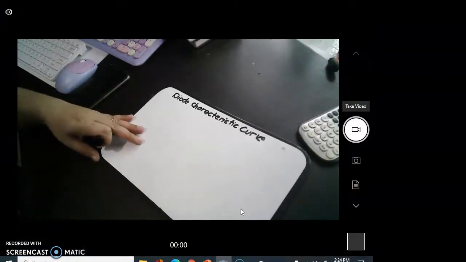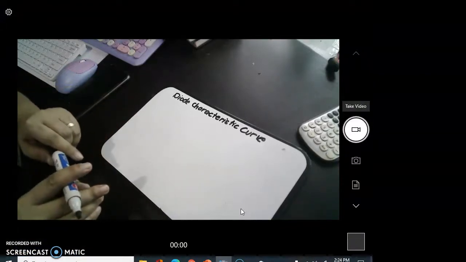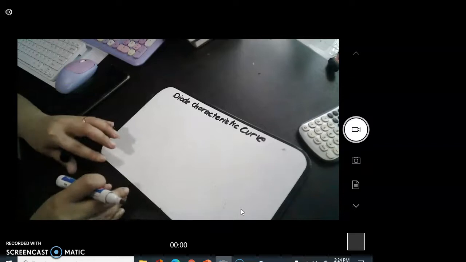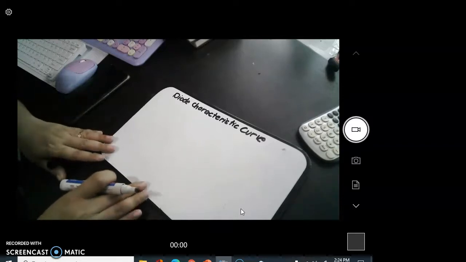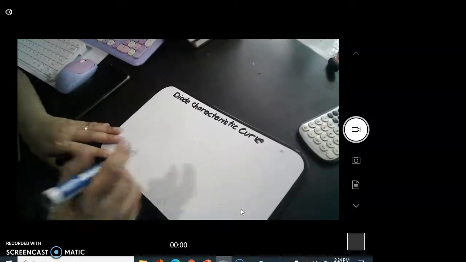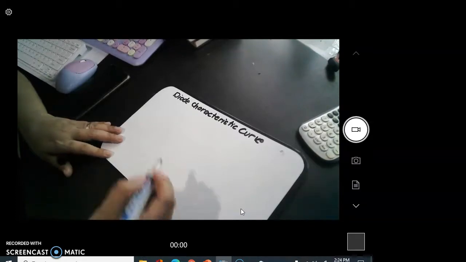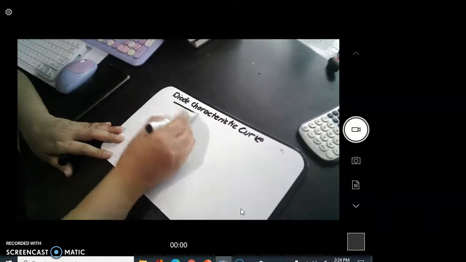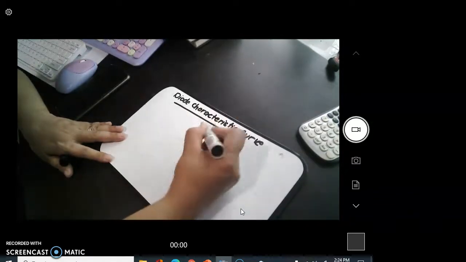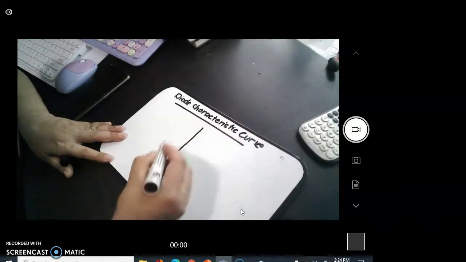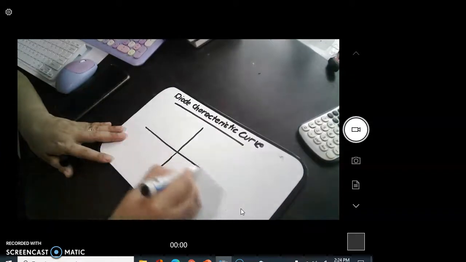For today, we'll be discussing the diode characteristic curve. As mentioned last time, we bias the diode according to the need. So we have the forward and the reverse bias. For the diode characteristic curve, we can illustrate this using our x and y axes.